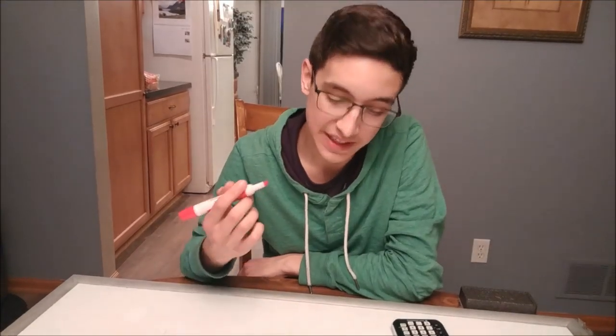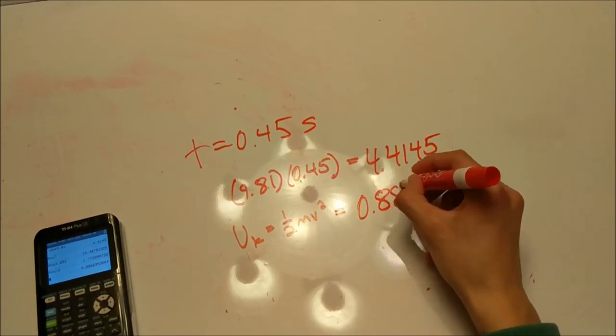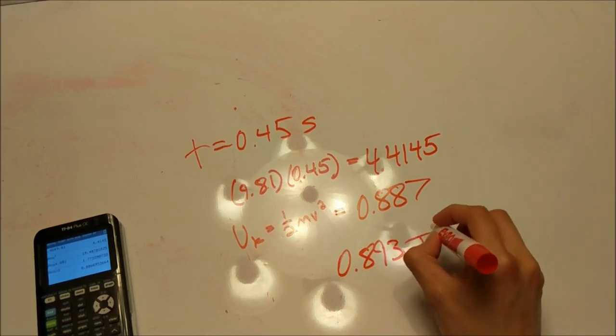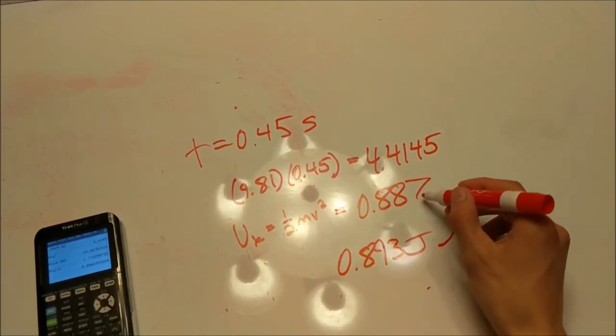Now, using the formula to find kinetic energy, you can see that the ball's potential energy, 0.893 joules, is just about equal to its kinetic energy right after the fall. That's the law of conservation of energy in action. Now, all this talk about energy sure is giving me a lot of energy. I think we should take this outside.